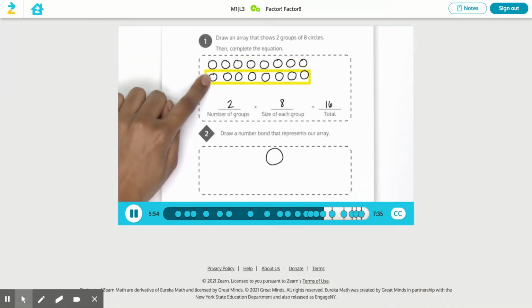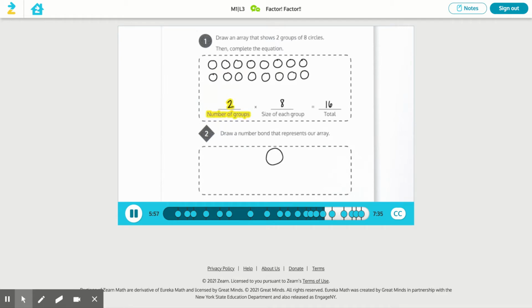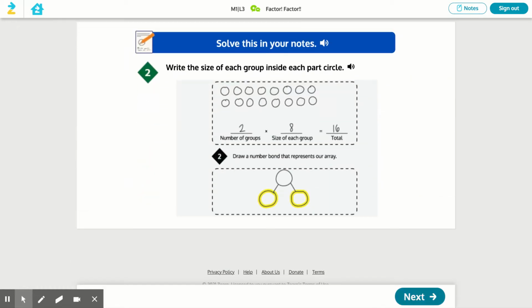There are 2 rows in our array. That's the same as 2 groups. So I'll draw 2 parts in our number bond. What is the size of each group? We can write the size of each group inside each part, here and here. So now you are going to write the size of each group. That is the same as the number of circles in each row. So how many circles are in each row? Write that number in each of our part circles.